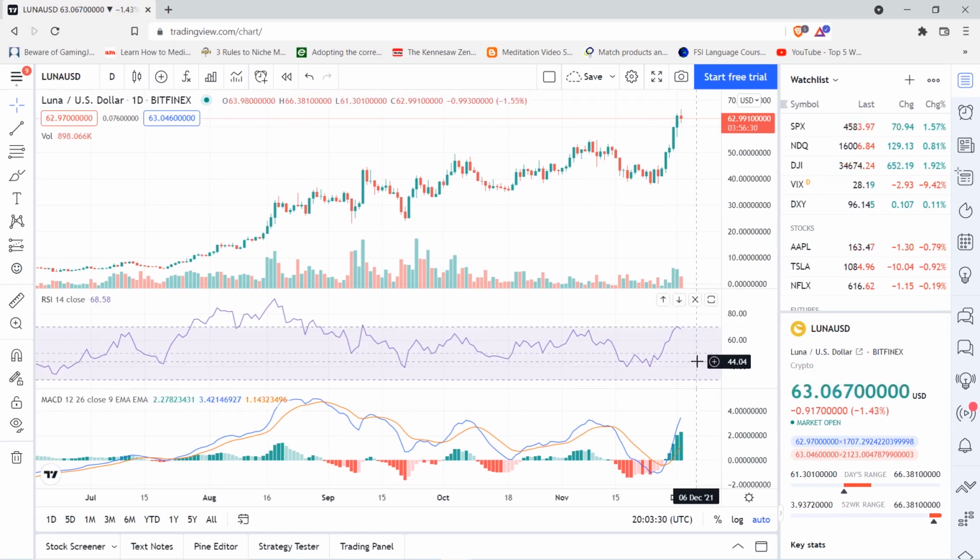So you can use the RSI to sort of know when to buy and sell. I maybe wouldn't buy it right now. Let it cool off and drop a little bit.